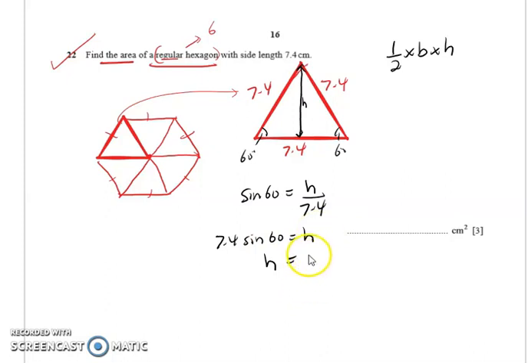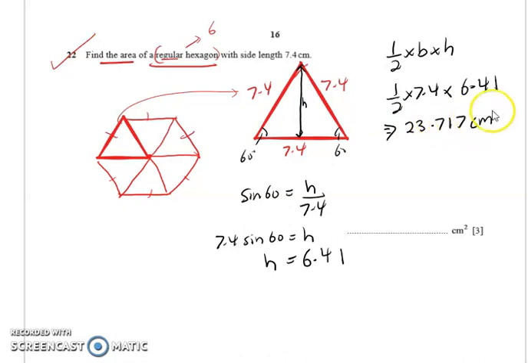Okay, the height that I got in my calculator here is 6.41. Okay, so we just have to calculate the area for the first triangle. 7.4, 6.41. This is for the height. Okay, and then just multiply this, and the area given for the first triangle is 23.717 centimeter square.